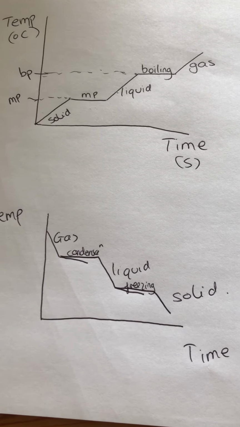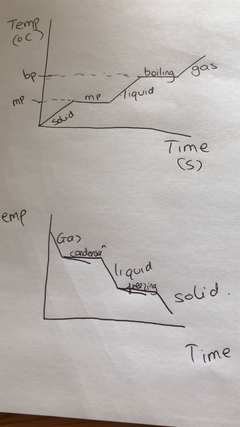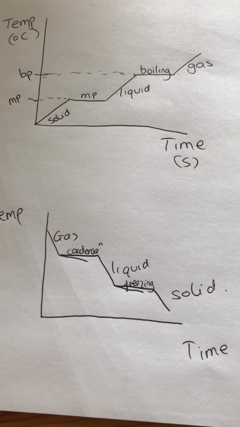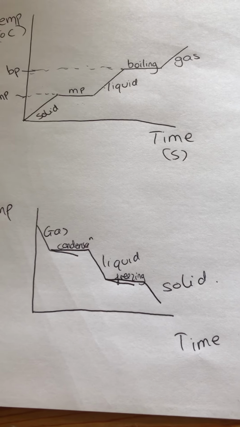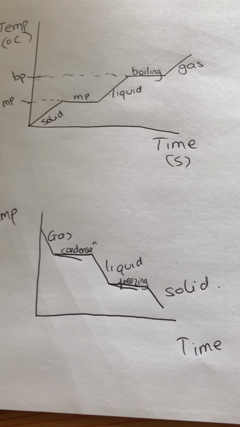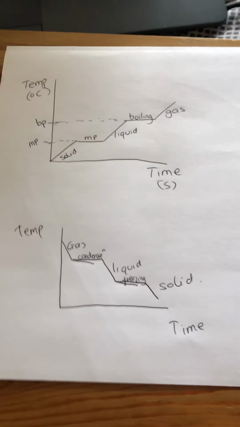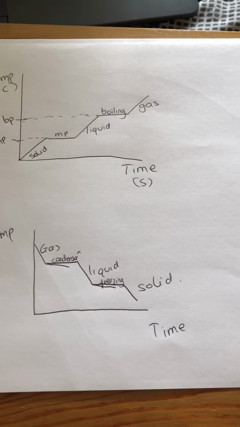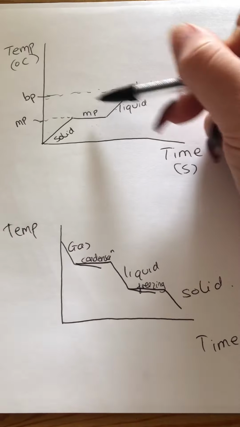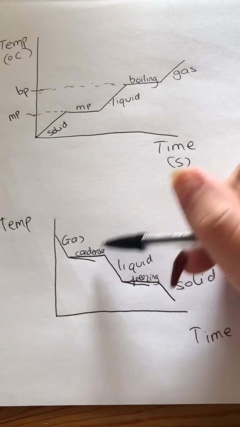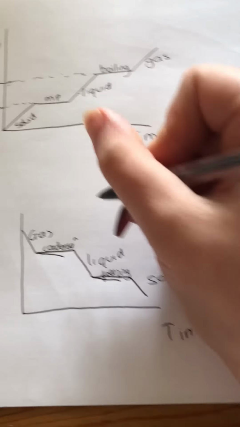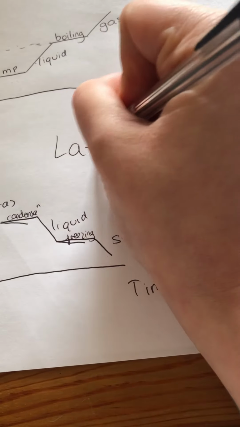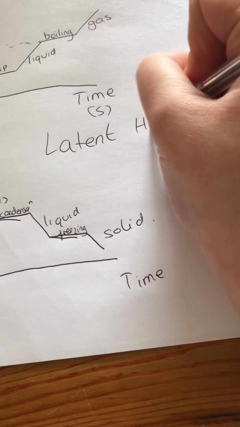So again, the flat spots on the graph show the energy transfer. Now then, the reason that this lesson is called specific latent heat, or latent heat, is because it is the energy needed to change the state of a substance. So here, here, here, and here, that is called the latent heat.